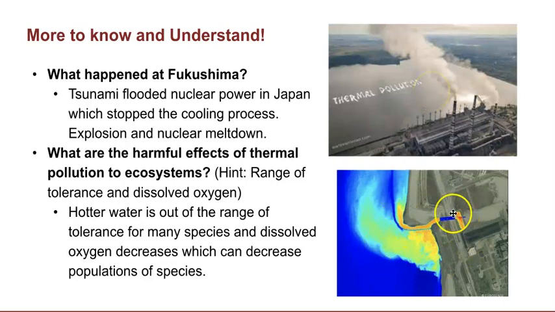This is a satellite image. So this is the nuclear power plant, and it's discharged into the ocean. And you can see here, this area is much hotter than the surrounding ocean water. So you're going to have the area here out of the range of tolerance for many species. Also, it's a physical property of water that hotter water holds less dissolved oxygen. Cold water holds more dissolved oxygen. So you do need to know that for the AP test. So when you have hotter water, you're going to have less dissolved oxygen to support less aquatic life.